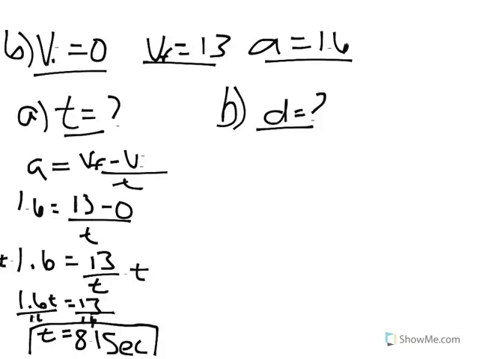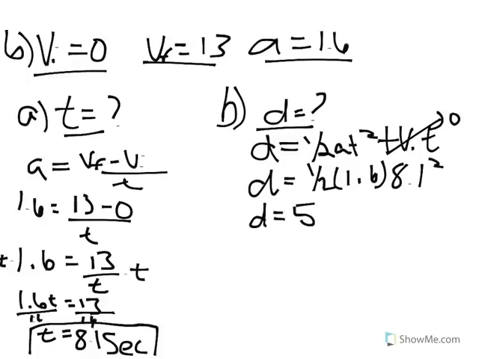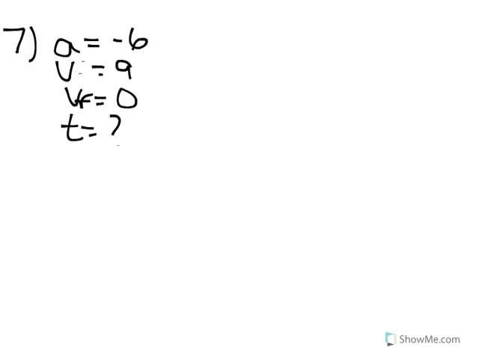Then we're looking for distance. So then we're going to plug in d equals 1/2 at squared plus vit to find distance. Initial velocity is 0, so that goes away. So we're left with d is equal to 1/2 times 1.6 times 8.1 squared. And if you do that, you end up getting d is equal to 52.5 meters. Alright, that's the first page done.